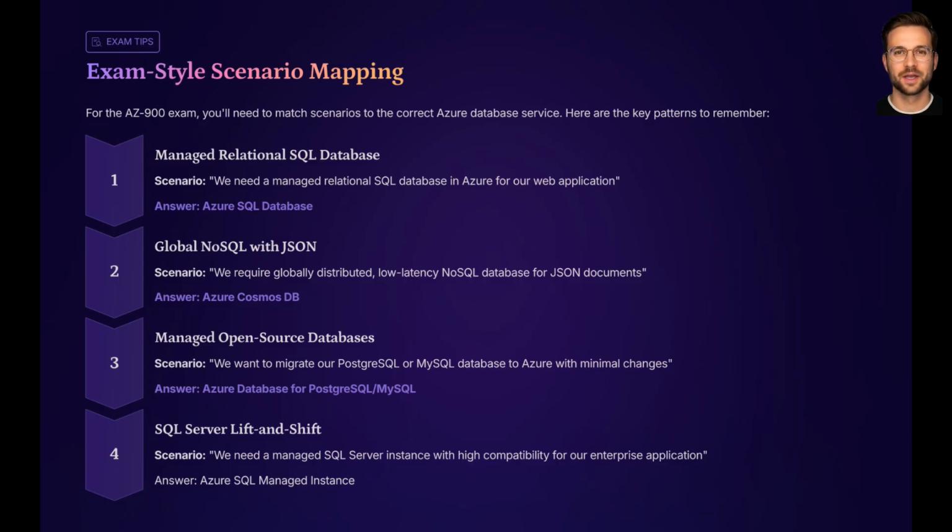Scenario 3. A team uses PostgreSQL on-premises and wants to move to Azure while keeping the same database engine, but they no longer want to manage backups and patching. The best fit is Azure Database for PostgreSQL. Scenario 4. A company needs a managed SQL Server environment in Azure with high compatibility for on-premises SQL Server features, including SQL Agent and cross-database queries. The best fit is Azure SQL Managed Instance. If you practice recognizing these patterns, database-related questions in AZ-900 become much easier.